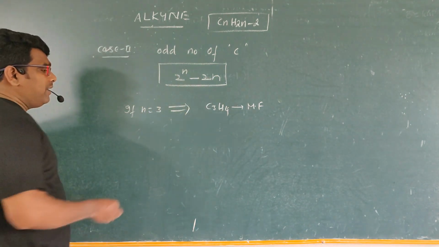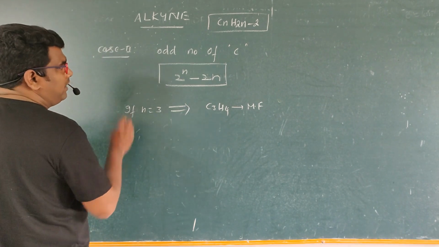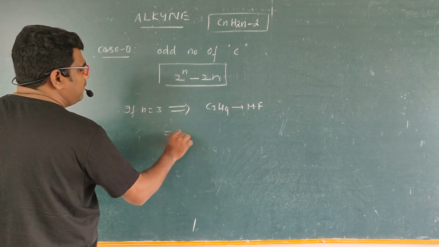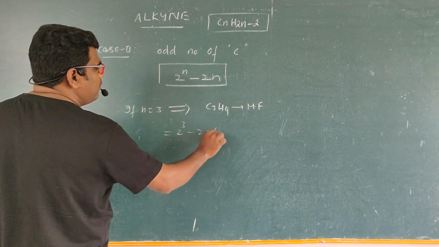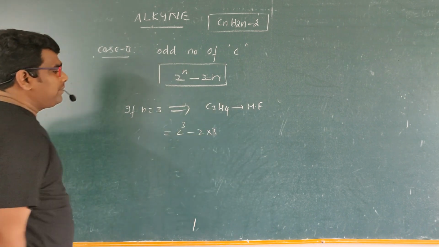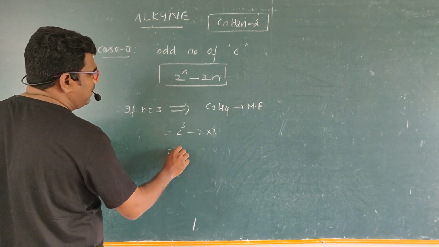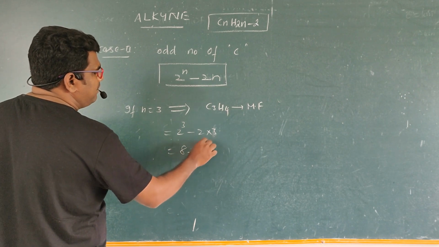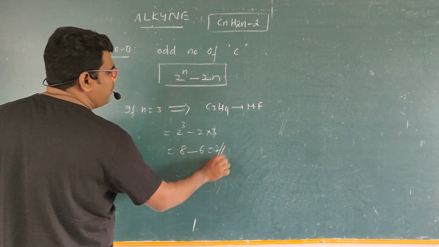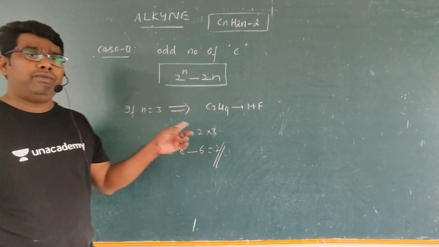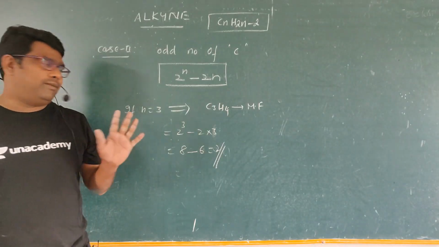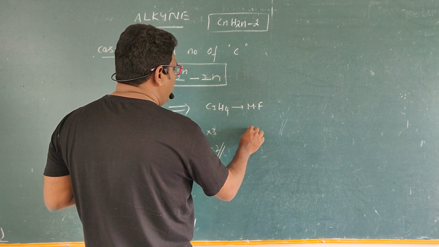Next, if n is equal to 3, what is the formula? 2 power n, 2 power 3 minus 2 into 3. So 2 power 3 is 8, 8 minus 6, that is equal to 2 isomers. How many isomers are possible if n is equal to 3? 2 isomers. What are the 2 isomers?